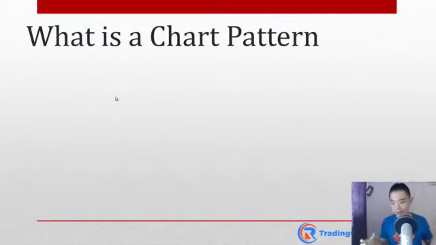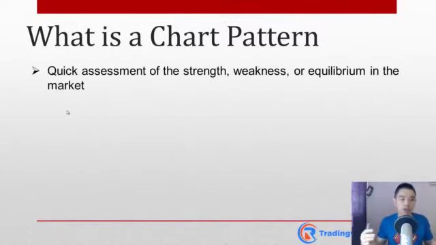A candlestick pattern, if you think about this, is an individual bar on your chart. A chart pattern encompasses more candlesticks to form a pattern. A chart pattern is simply a quick assessment of the strength, weakness, or equilibrium in the markets. It tells you whether the buyers are in control, whether the sellers are in control, or whether both of them are in equal strength. So they summarize a number of candlesticks to give you the big picture.